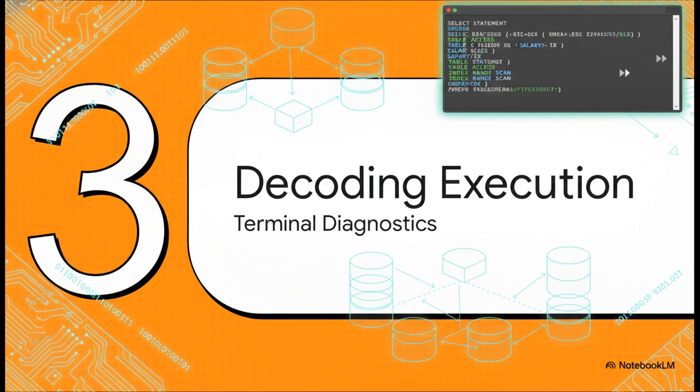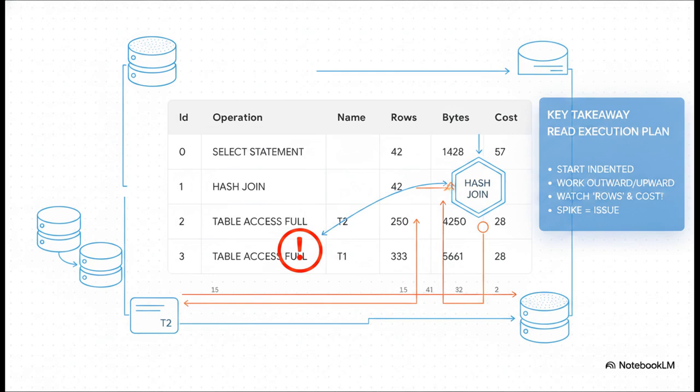Section 3. Decoding the execution output. Terminal window diagnostics. Now, what's really interesting about this slide is getting into the actual mechanics of reading these outputs. If you're looking at standard DBMS_XPLAN output, it's going to look a lot like this monospace table. The golden rule for reading an execution tree: always start from the most indented operation and work your way outward and upward. So in this example, operations 2 and 3, those full table accesses for T2 and T1, happen first. Then their results feed up into the hash join at operation 1.